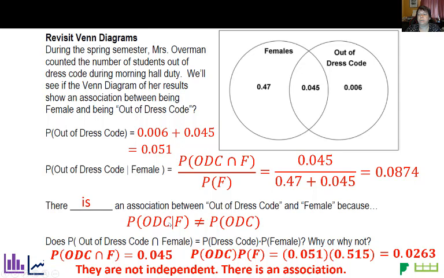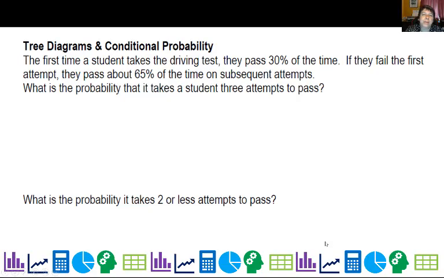If I want to look at dress code and gender, and say out of dress code given a certain gender, and just plain old out of dress code. Tree diagrams are a great way to look at probabilities that involve more than one attempt, especially if the probabilities change. It works really well. Much better than a formula, by the way.